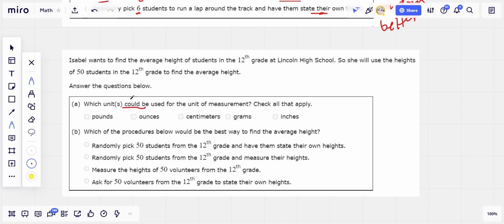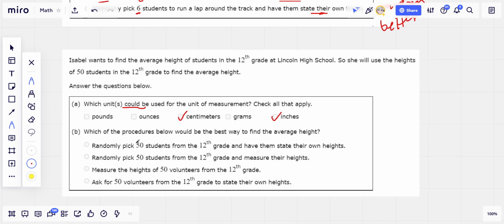So the first question is which units could be used for the unit of measurement. And since she's measuring height, any length measurement is fine. Pounds, no. Ounces, no. Centimeters, that's length. Grams, no. But inches, yes. So these two are both units of length, so they could be used to measure someone's height. So we'll check both of those.